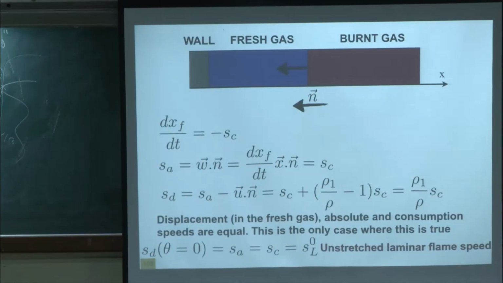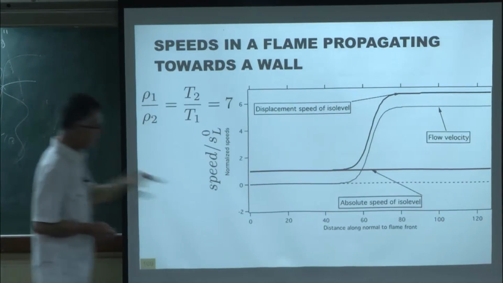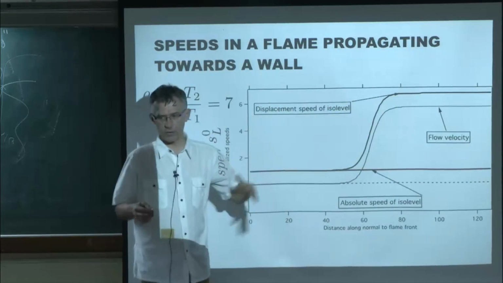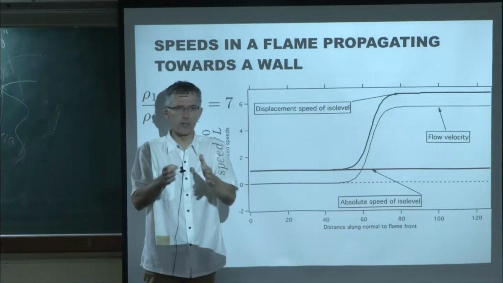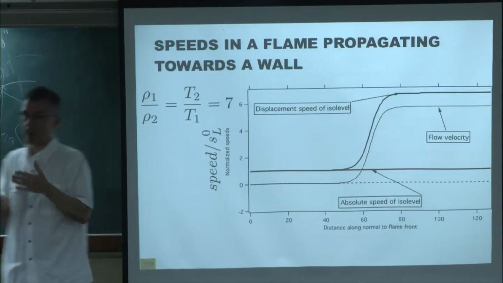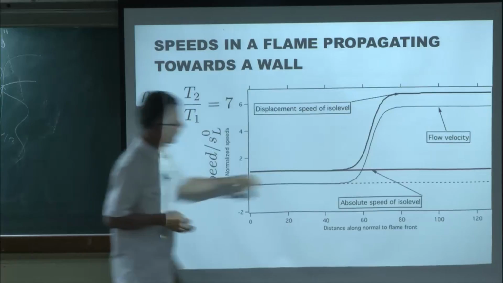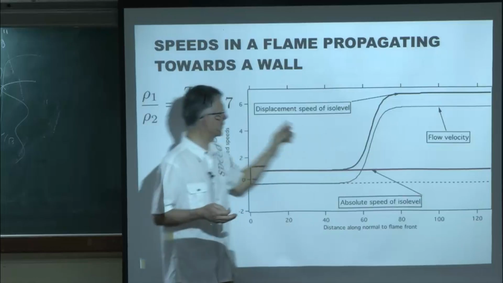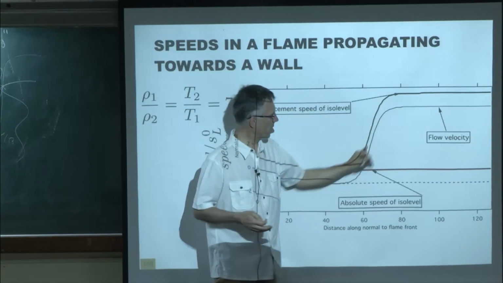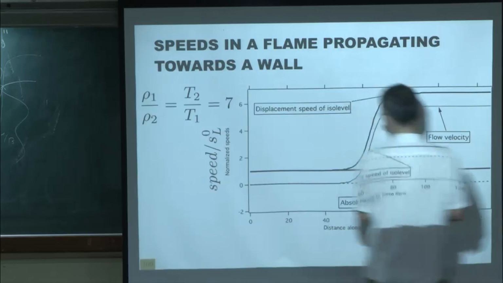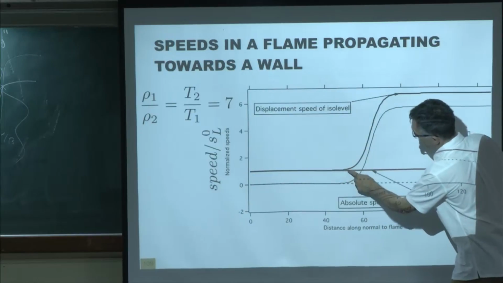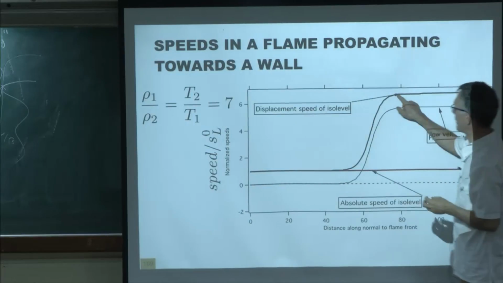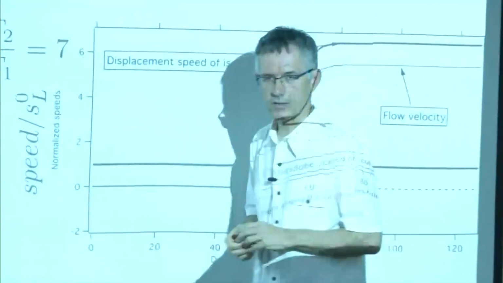So when you plot all these things, that's the result. That's the distance to the wall. That's the absolute speed of the iso-level, which is constant. It's a flame which is moving without deformation, so all the values of the absolute speed must be the same. The flow velocity itself accelerates. The flow velocity increases so that the displacement speed is plotted here. The displacement speed is equal to the flame speed only in this zone here, and then right away it picks up and it goes to very large values. So if you measure the displacement speed of that point, you have nothing of interest, okay?